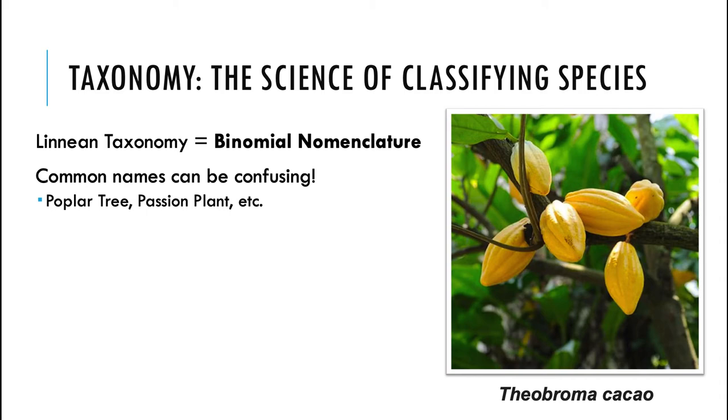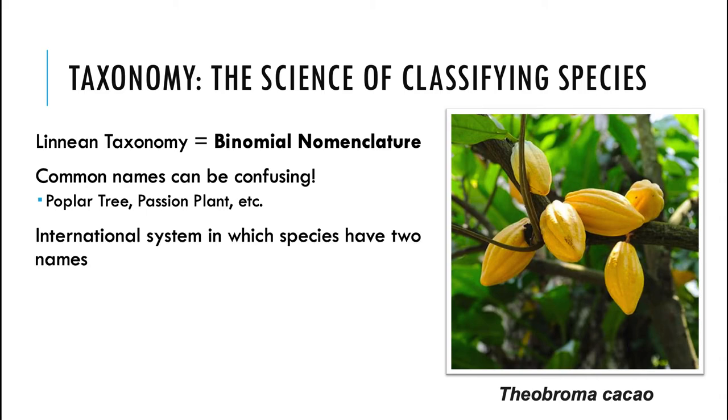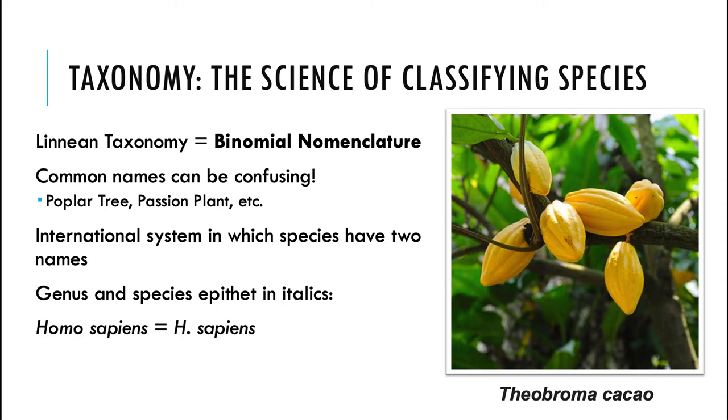For example, there are multiple different kinds of poplar trees, multiple different kinds of passion plants, etc. You could call anything some fuzzy, hairy thing, right? So there's an international system to solve this issue where species have 2 different names, right? So those things are a genus and a species, and they're always in italics, like I mentioned before. So for humans, we have Homo sapiens.